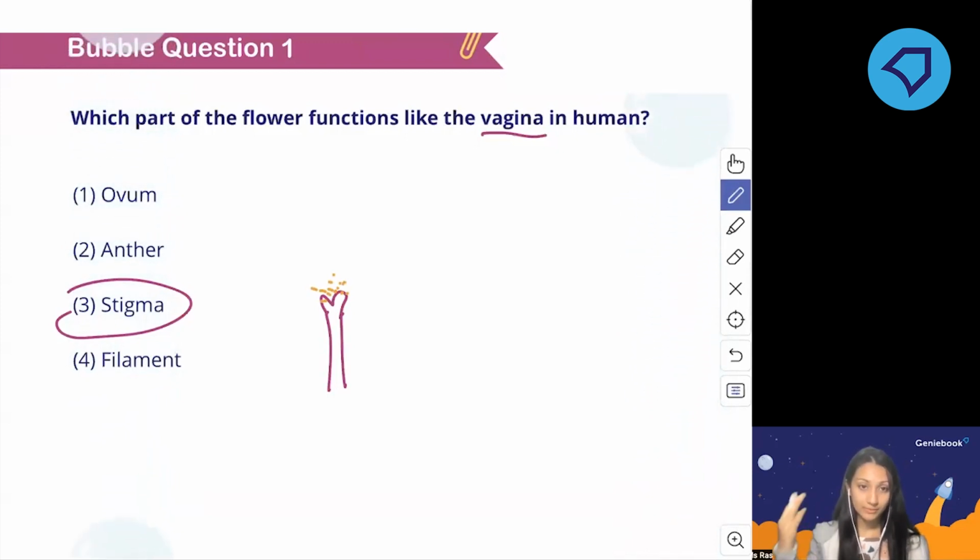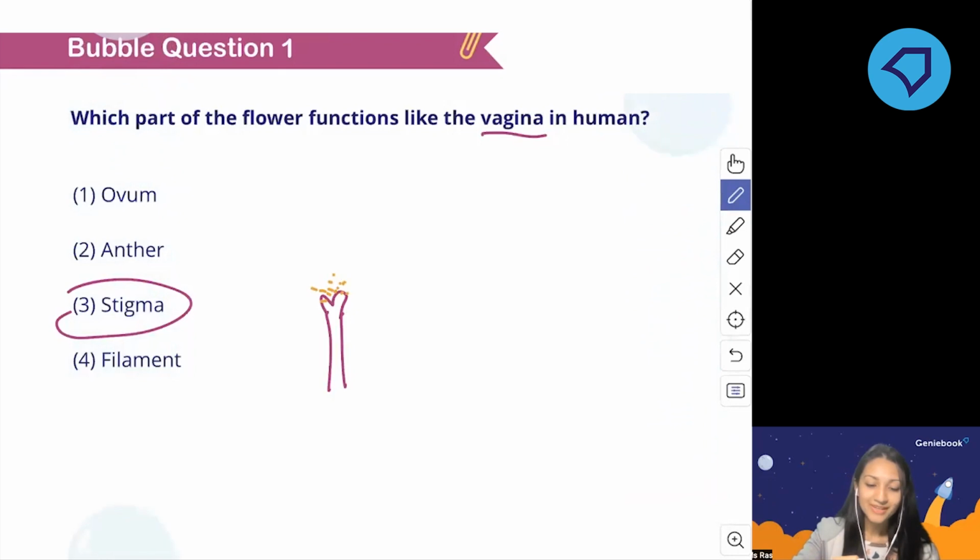You remember the sperm will be deposited there. So it's not ovum. Ovum is another name for egg cell. It's not the anther, because the anther itself produces the male reproductive cell, which is not what the vagina does. And it's also not the filament, because the filament is also part of the male reproductive system, for plants.